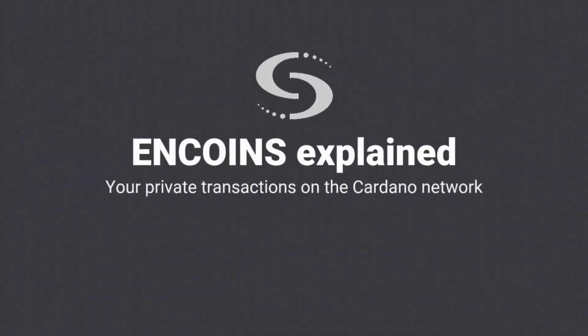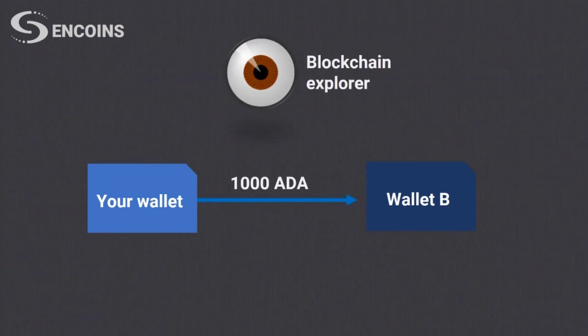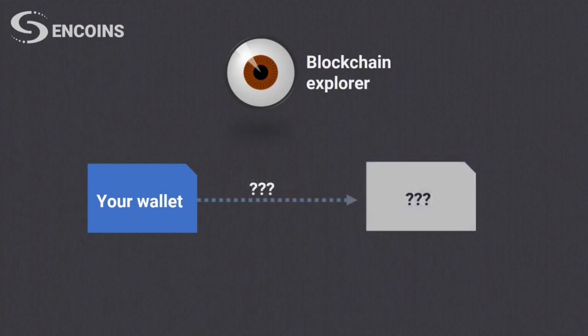Let's talk about ENCOINS, your private transactions on the Cardano network. When you send data, or other tokens, your transaction is publicly visible and traceable with a blockchain explorer. There, everyone can see which wallet address is the sender, what was sent, how much was sent, and which wallet address the recipient has. But what if you want to transact more privately? ENCOINS gives you just that. It allows you to disguise your transactions so that the amount or token, as well as the sender and associated recipient, are unclear for anyone tracking your wallet on the blockchain.